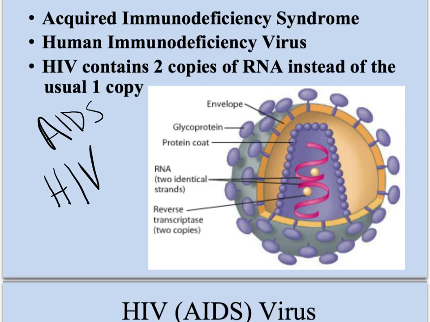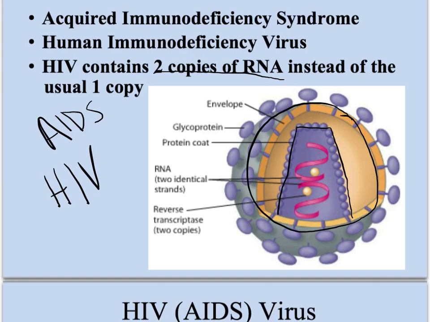And the thing that makes HIV special is it has 2 copies of its genetic material instead of 1 copy. So HIV is going to be a spherical virus. So earlier we talked about how sometimes spherical viruses can have a capsid. They don't always have to. HIV has one. So it does have a capsid. And here are the 2 copies of its RNA. So it's a retrovirus. And here are the two enzymes, reverse transcriptase, that are going to take the RNA and transcribe it into DNA.